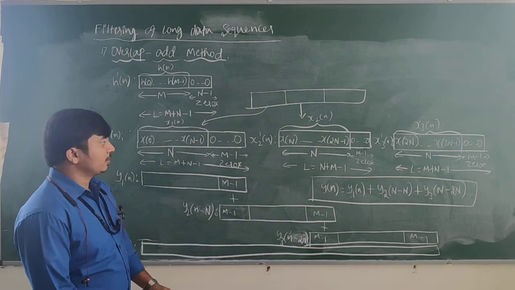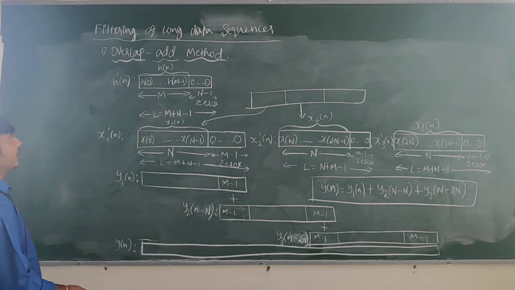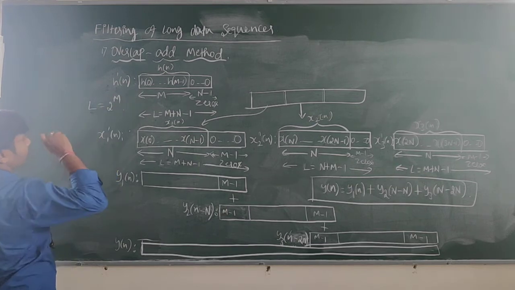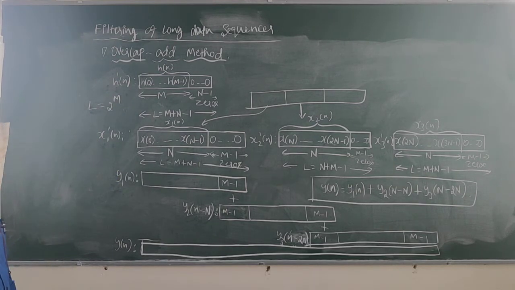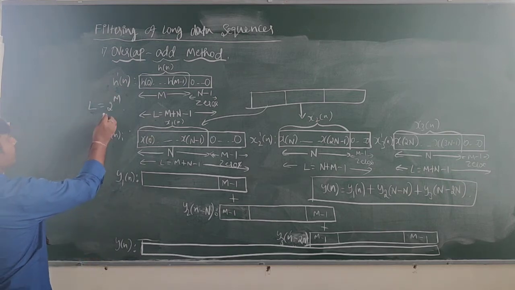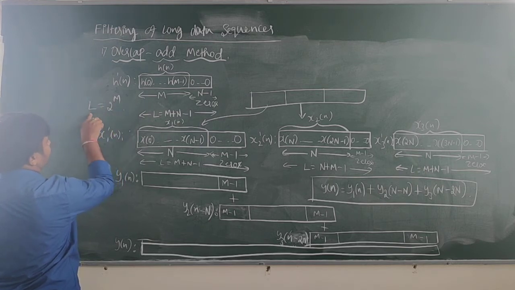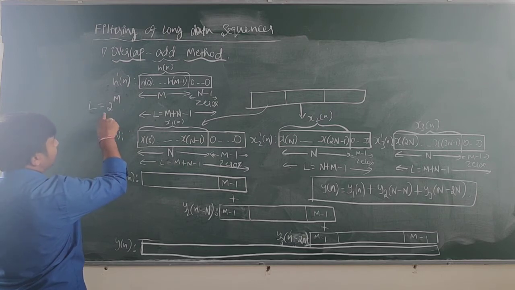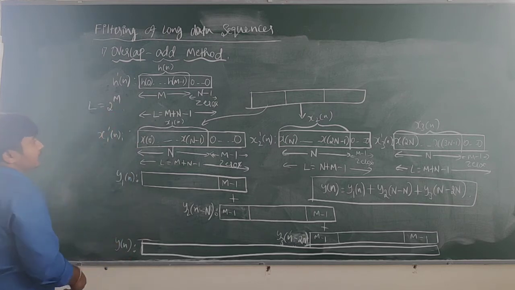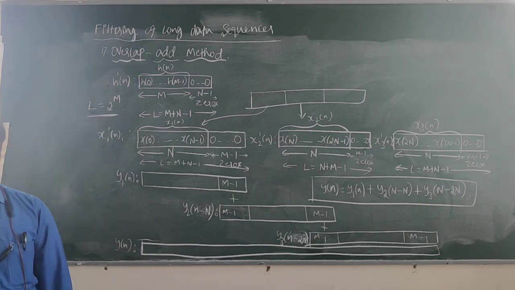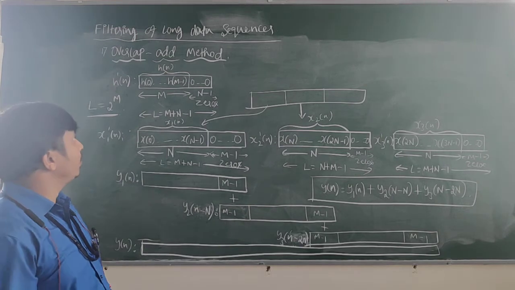Now one more thing, the length is always equal to 2 power m. We perform the radix 2 computations of DFT and IDFT, so that radix 2 comes with L equal to 2 power m. This is the formula for length. This length will always be a power of 2. Now we shall solve one problem on the overlap add method.